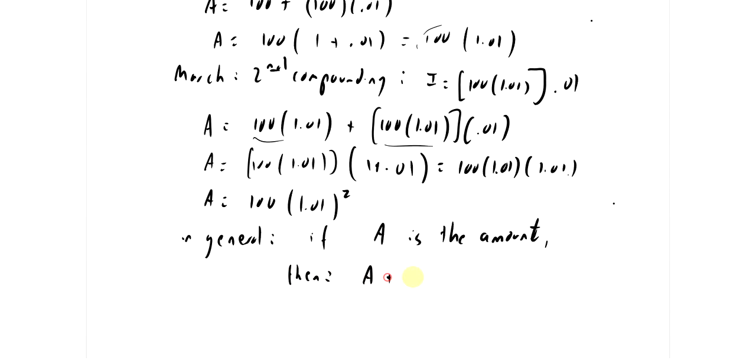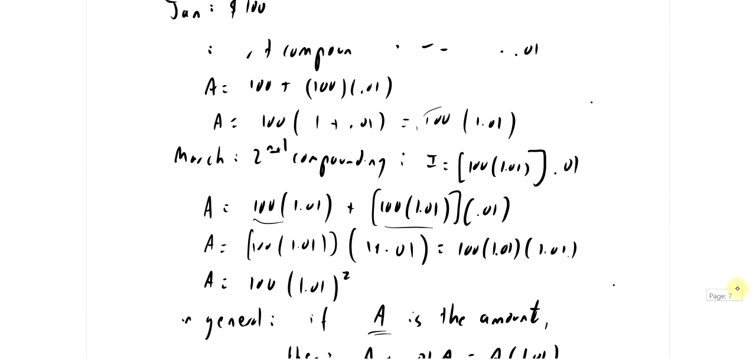We have that plus the interest, right? So if you have A as the amount in the account, then when you compound the money, how much do you have in the account? Well, you have the amount that you had plus whatever interest you got. Factor out the A, what are you left with? A times 1 plus 0.01, which is 1.01.